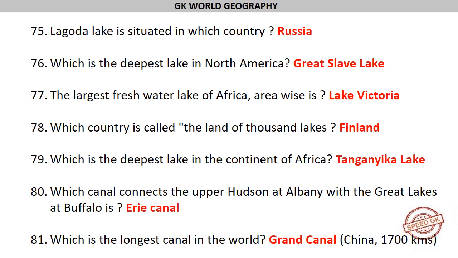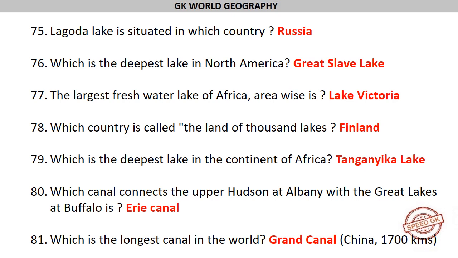Lagoda Lake is situated in which country? Russia. Which is the deepest lake in North America? Great Slave Lake. The largest freshwater lake of Africa, area-wise, is Lake Victoria. Which country is called the Land of Thousand Lakes? Finland. Which is the deepest lake in the continent of Africa? Tanganyika Lake. The canal that connects the Upper Hudson at Albany with the Great Lakes at Buffalo is Erie Canal.